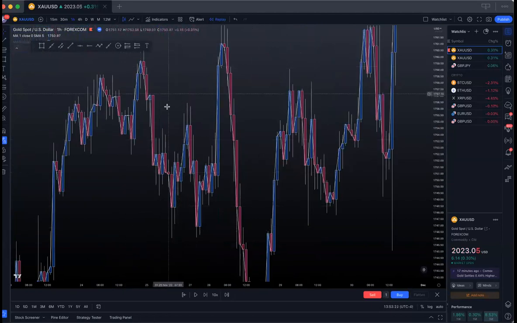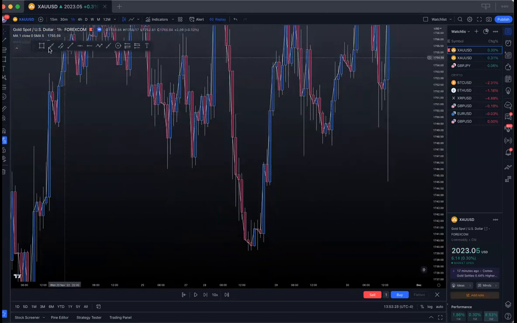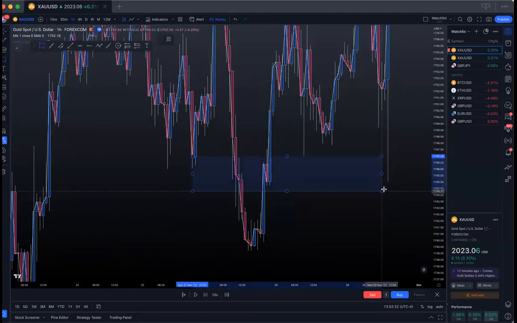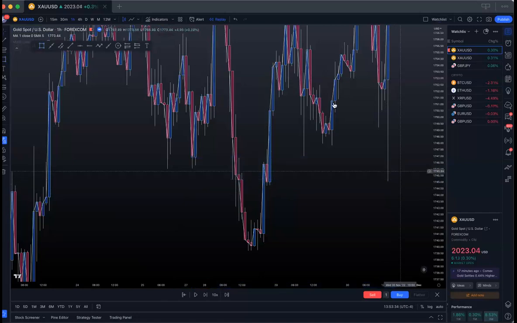Yes, I see. It also looks like a head and shoulders. Yeah, it also looks like a head and shoulders. Yes, it does. But yeah, it is the head and shoulders.